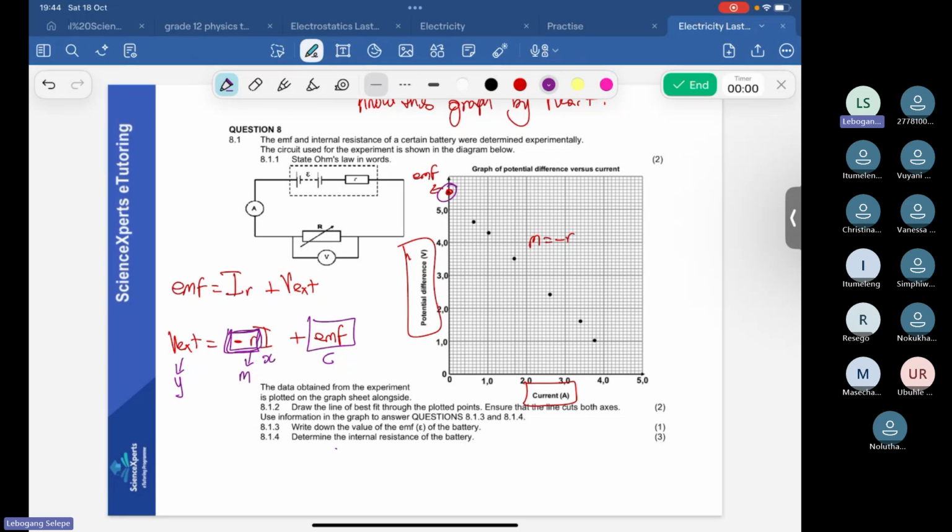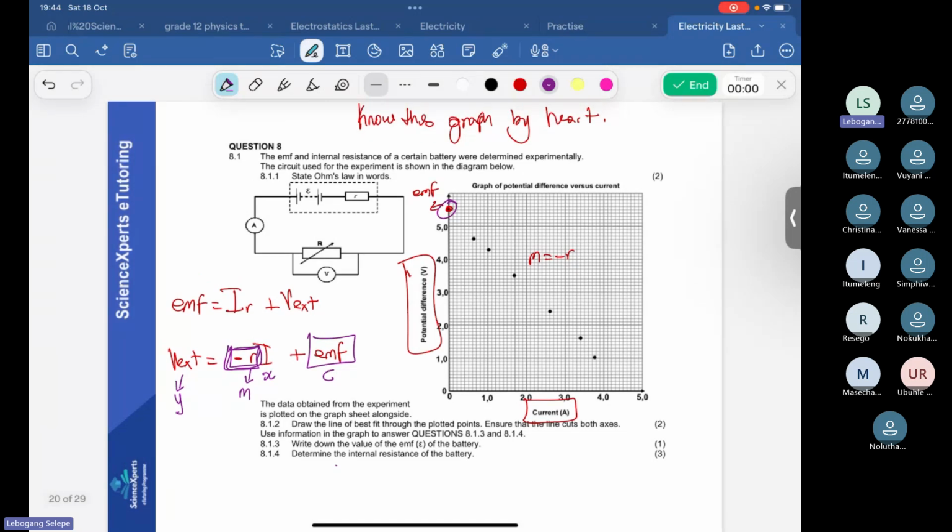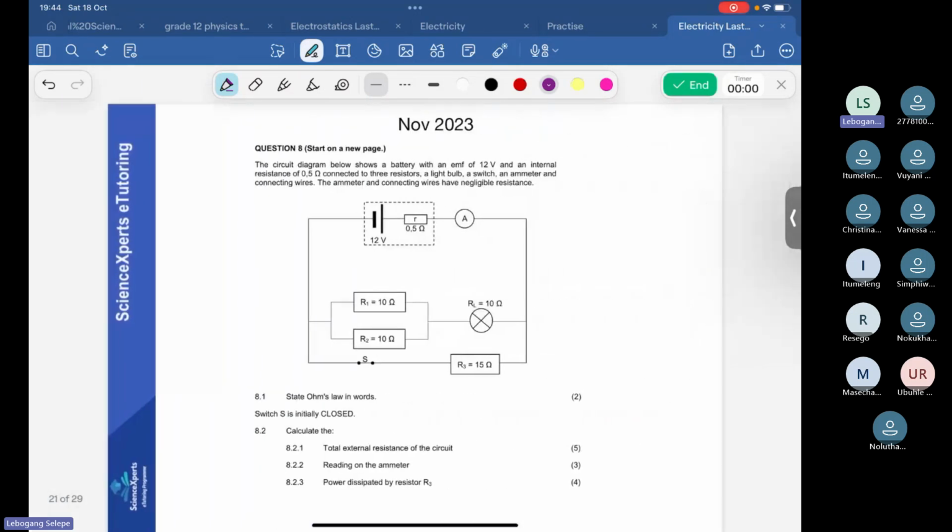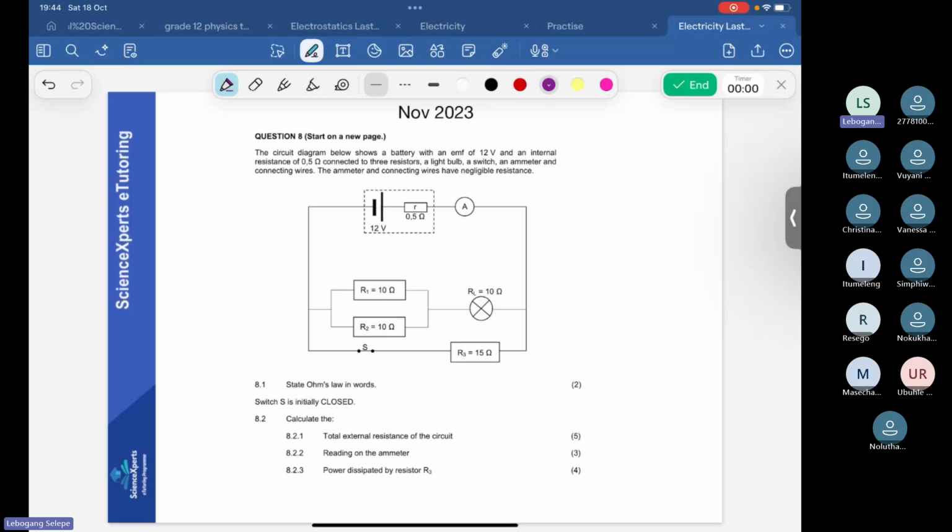Guys, do you see that these graphs are easy? Remember, I told you that when we were doing electrostatics, take that as a foundation and we're going to build on it. Even when we get to electricity, how we approach the graphs, it's still the same. So this is what we got in 2023. We just got a simple circuit here.